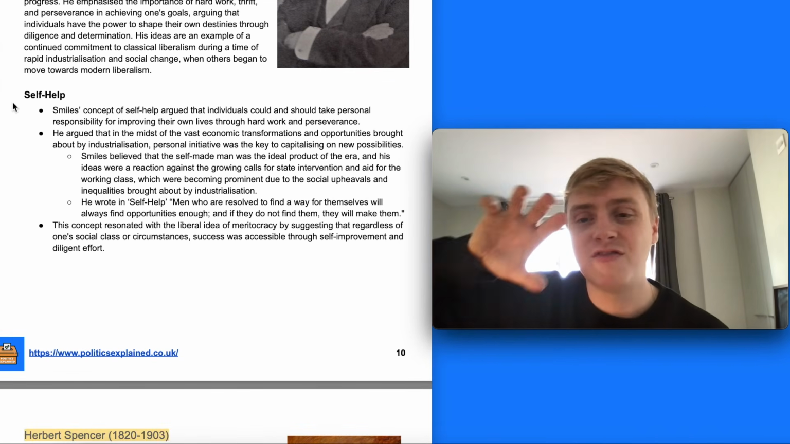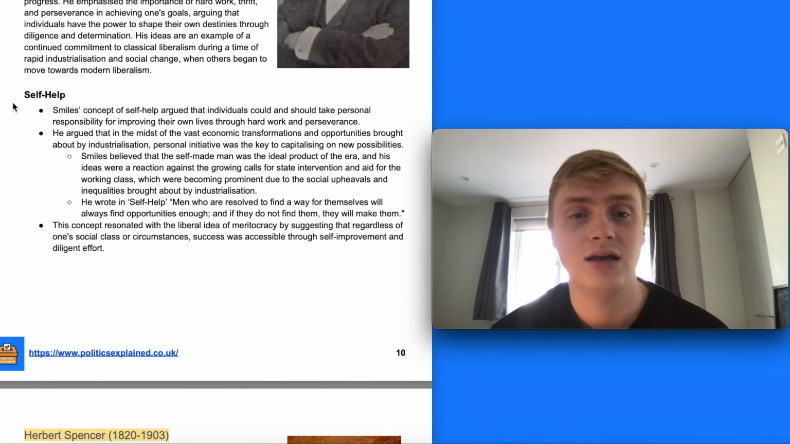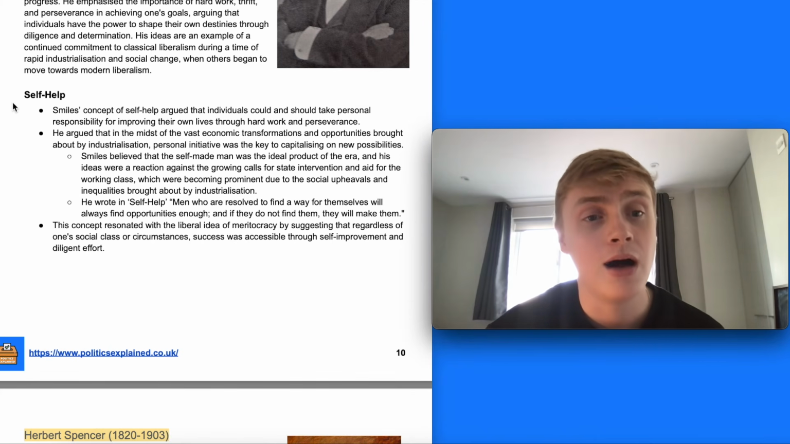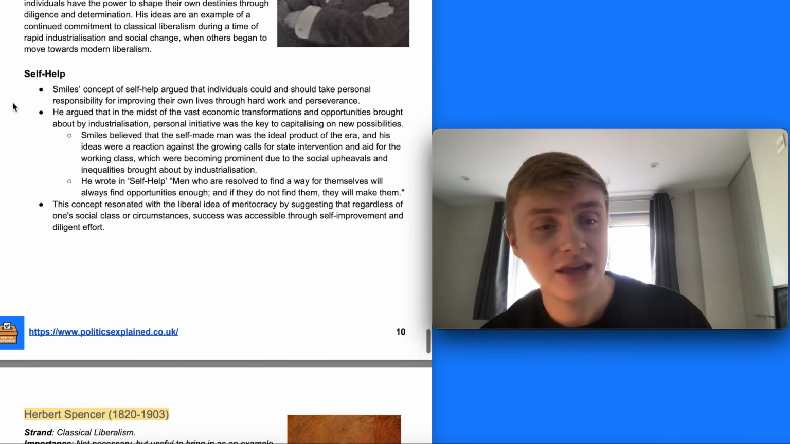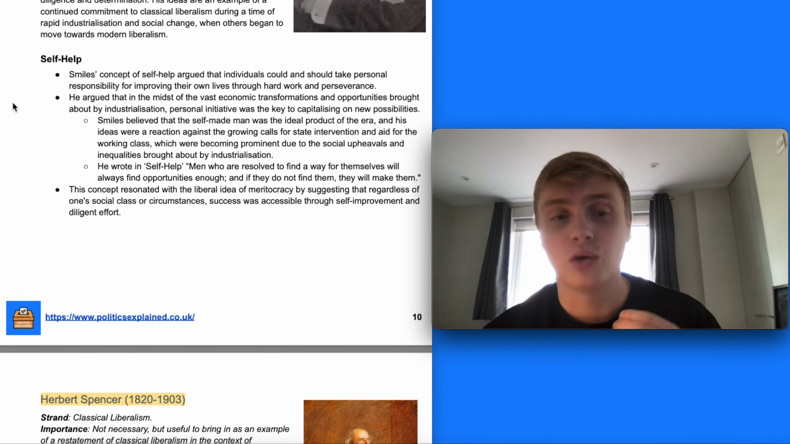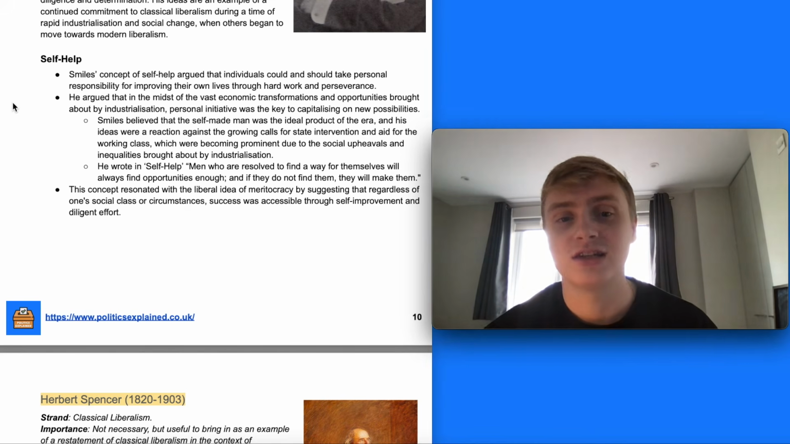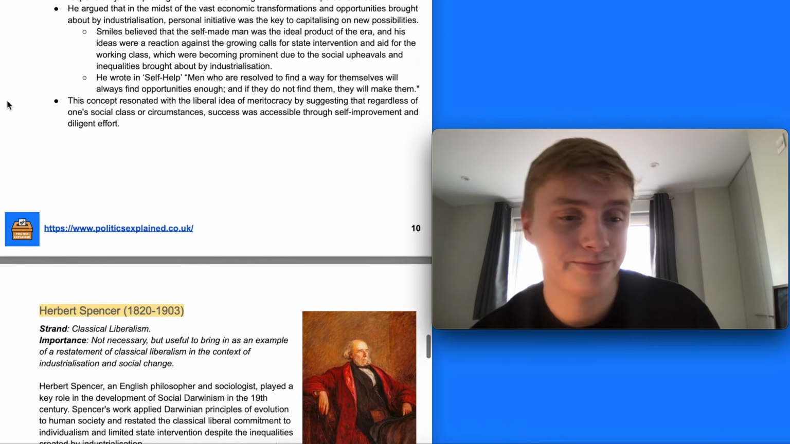And he kind of really venerated the idea of a self-made individual as an ideal product of the era, and it was kind of a reaction against growing calls for state intervention to support people. And this concept resonated with the liberal idea of meritocracy, suggesting that regardless of one's social class or circumstances, success was always accessible through self-improvement and effort.